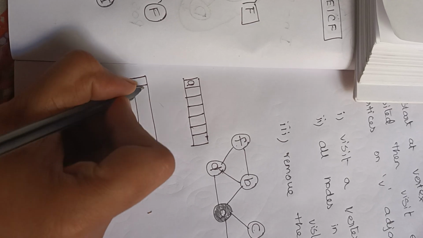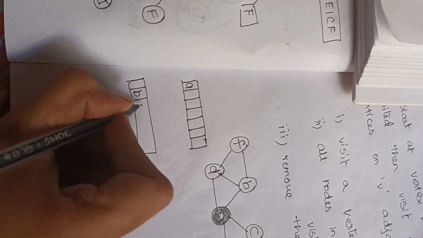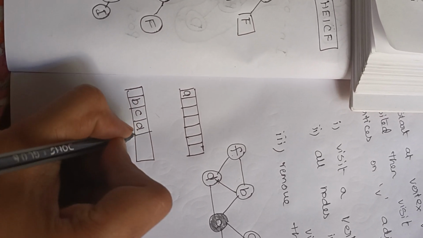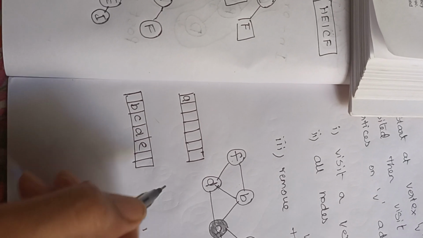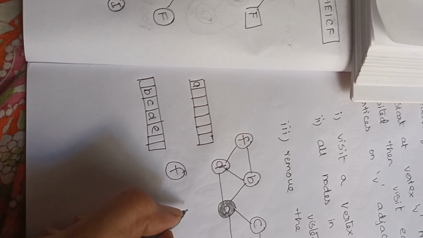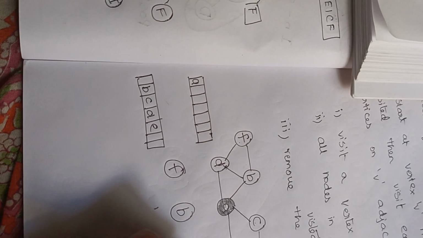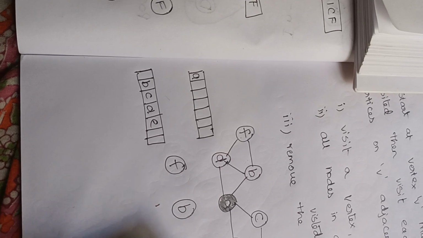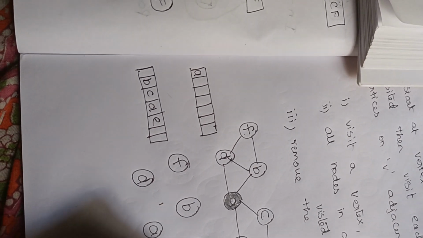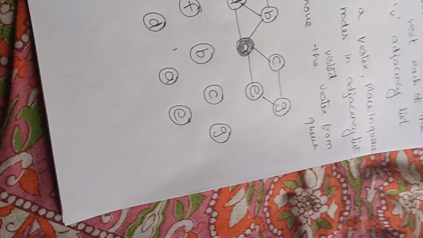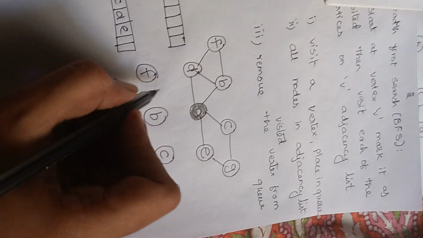Remove the A. What are the neighbors? B, C, D and E. 3, 4, 5, 6, 7. What we will do? We will just mark the neighbors. D, A, E.